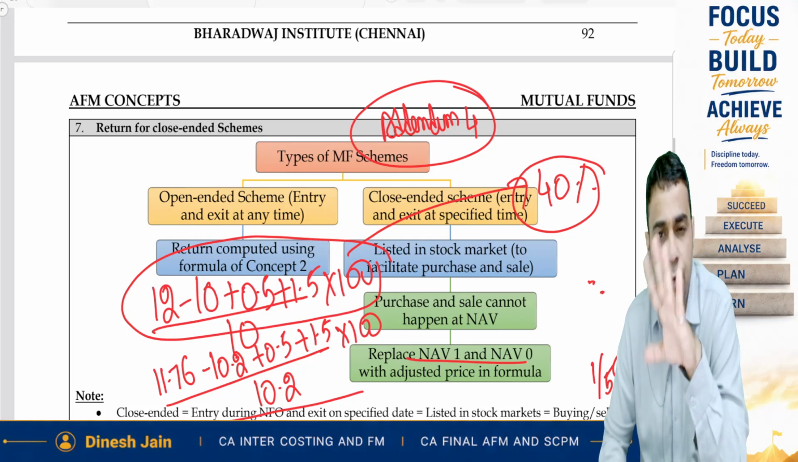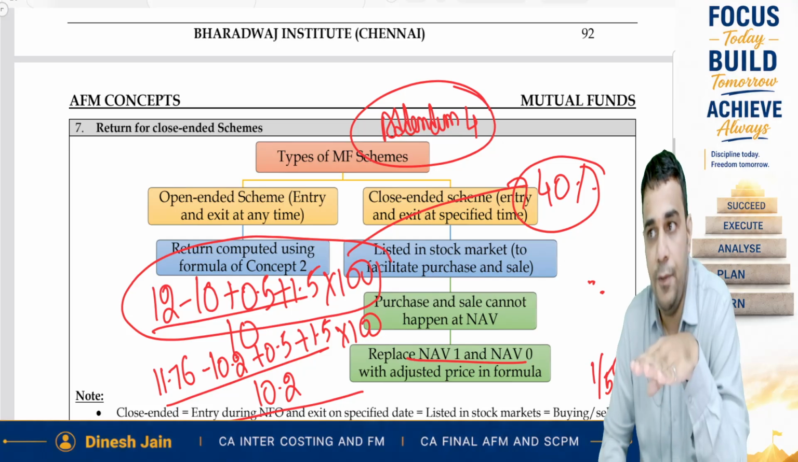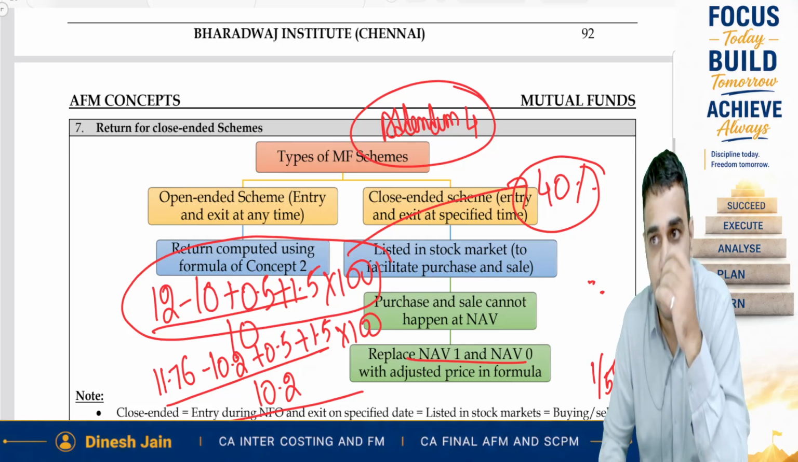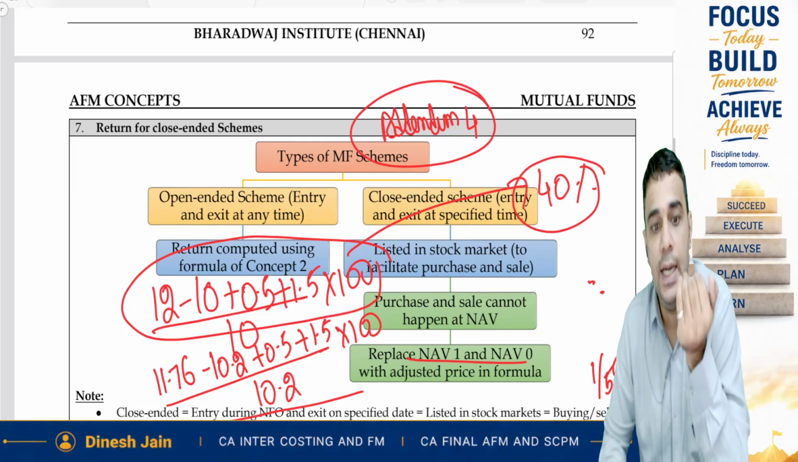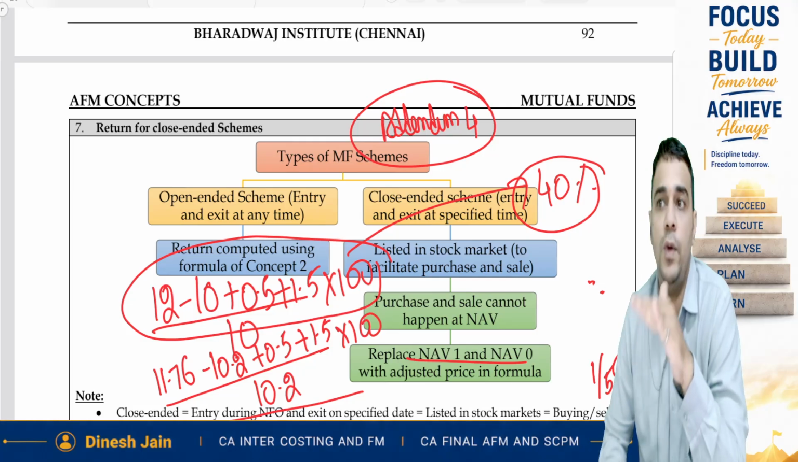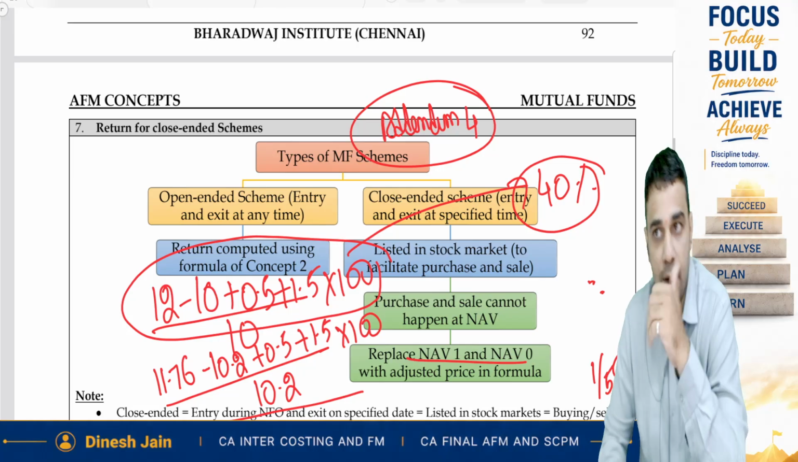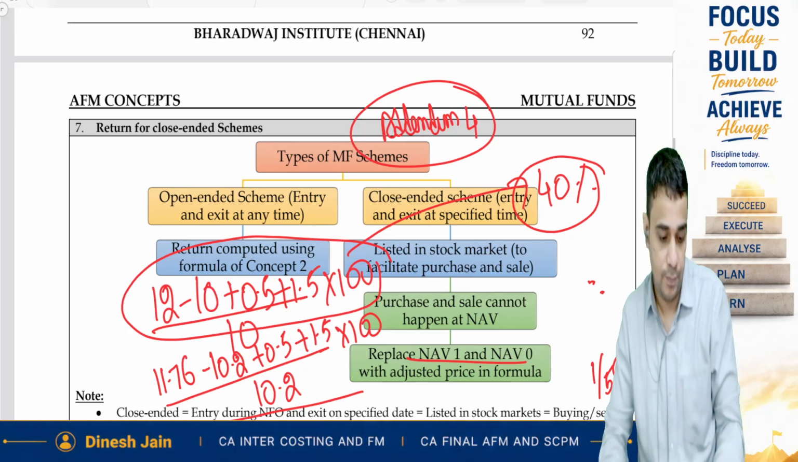I hope for every concept we have done the mapping till now. If I've missed any concept, you can let me know. For every concept, we will map the question number so that whenever you are reading the concept, along with that, you apply the concept. Done? Can we proceed?